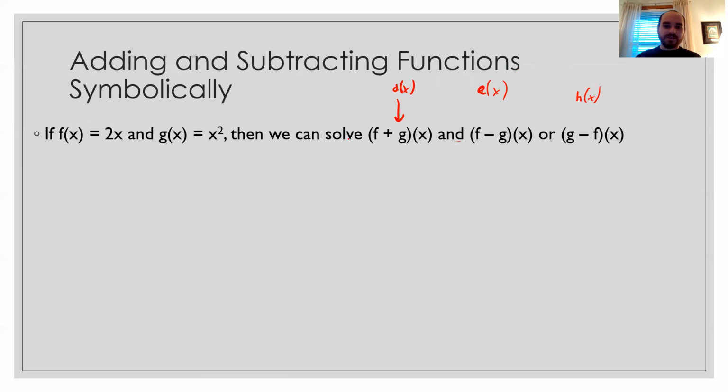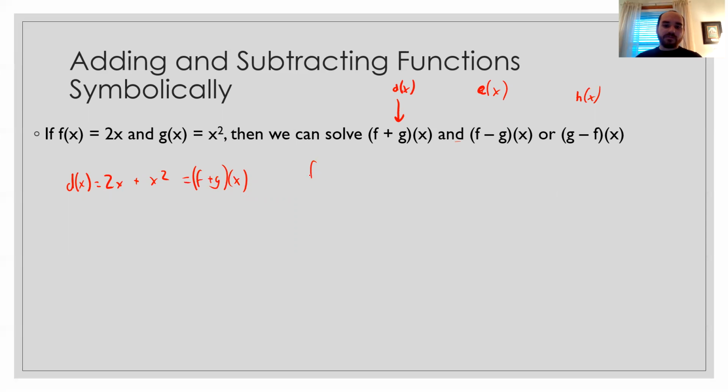So first, if we're solving for d of x, we have f plus g of x. F of x is 2x plus g of x is x squared. So d of x would be equal to 2x plus x squared, which is equal to f plus g of x. In this case, it's super easy, right? We're just adding these functions together.